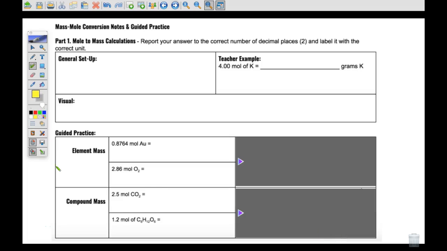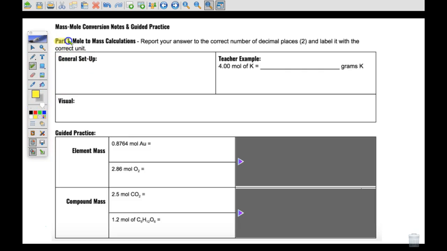Our third learning target for our mole unit is a combination of our first and second. On our first target, we learned how to convert between the number of moles of a substance and the number of particles, whether they be atoms or molecules. In the second learning target, we learned how to calculate the molar mass of a substance, or the number of grams that are in 1 mole. Now we're going to learn how to do mass to mole conversions.